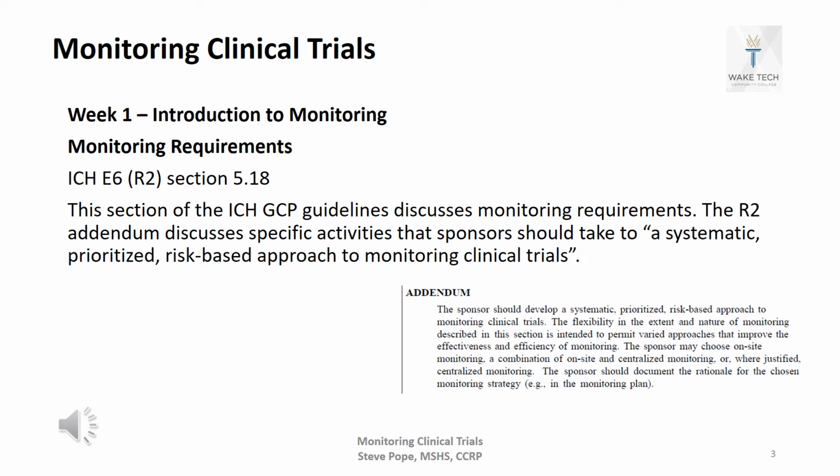The R2 addendum, which is the latest version of the GCP documentation, discusses specific activities that sponsors should take to a systematic, prioritized, risk-based approach to monitoring clinical trials. I've even copied a piece of the addendum right there on this slide so you can see what it looks like. So let's go over that in a little more detail and see what is exactly involved in this systematic prioritized approach.